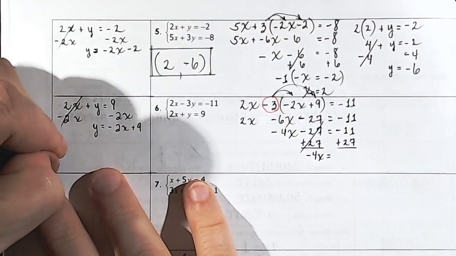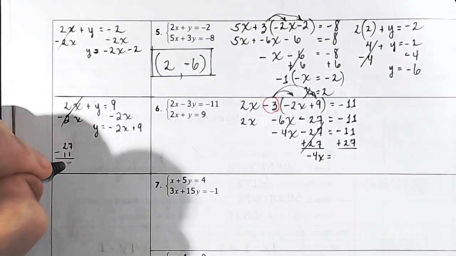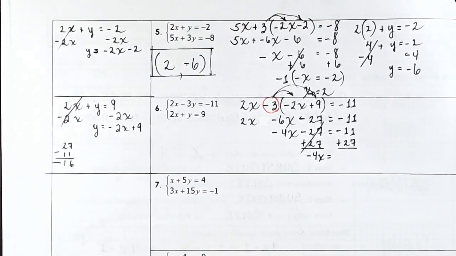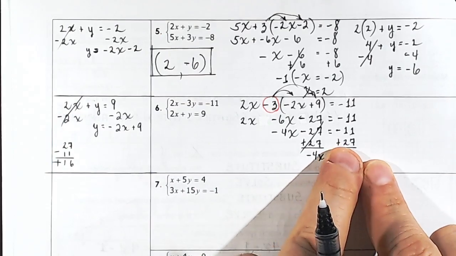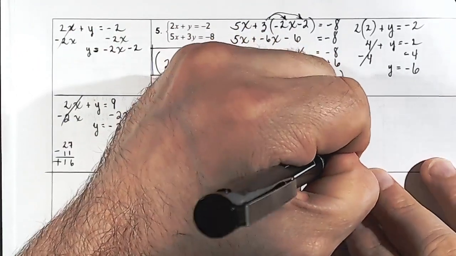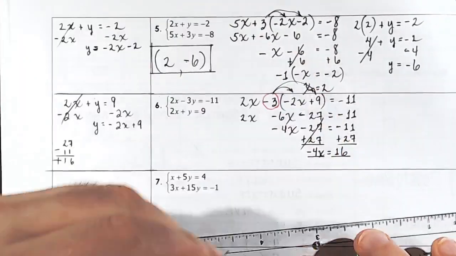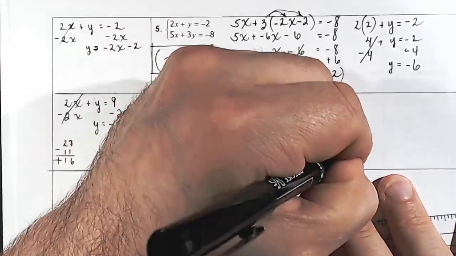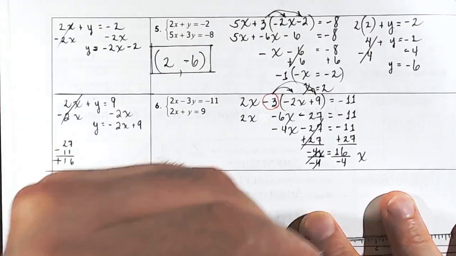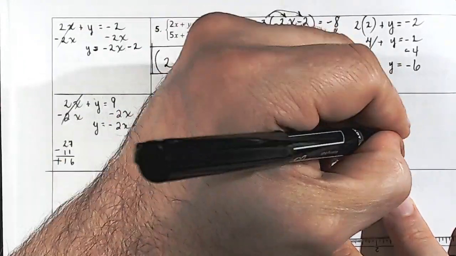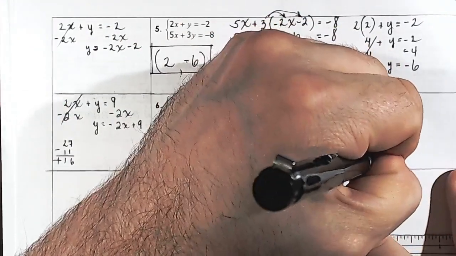Okay, and here I've got to figure out what that is. So 27 minus 11, a little side work, is negative 16, or positive 16 rather, because I'm adding 27 to negative 11, and I'll come out with 16. Divide both sides by negative 4, and I get that x is equal to negative 4, because 16 divided by negative 4 is negative 4.